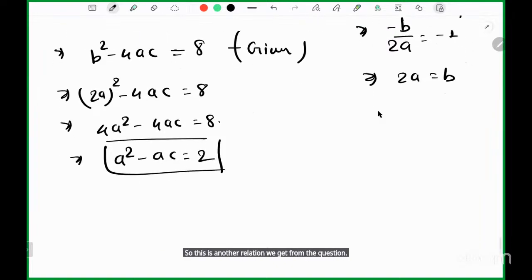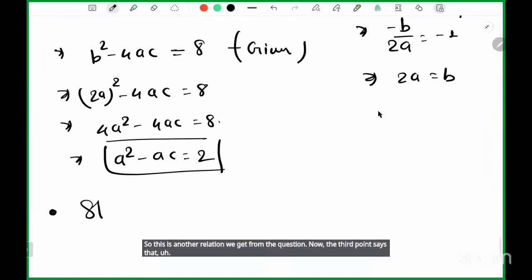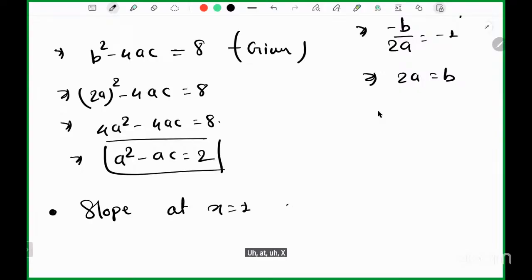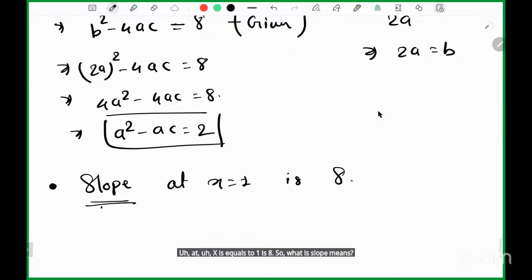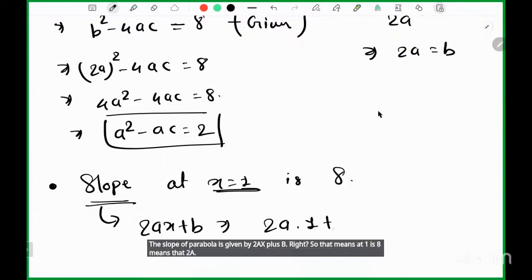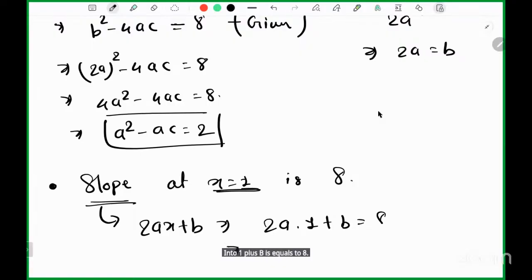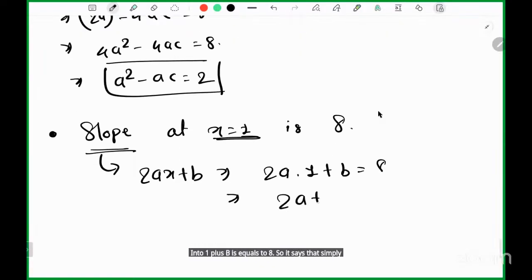Now the third point says that slope at x equals 1 is 8. Right? So what does slope mean? The slope of the parabola is given by 2ax plus b. Right? So that means at 1 it is 8, which means that 2a into 1 plus b equals 8. So it says simply 2a plus b equals 8.